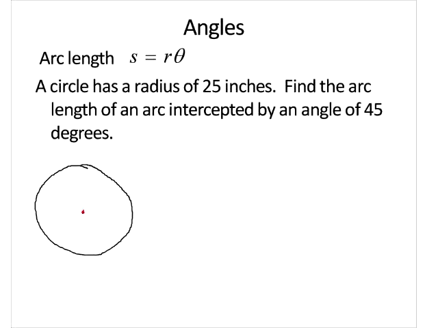Here's a circle. Here's the center. Let's think of an angle here of, say, 45 degrees. What I'm looking for is the length along the edge of the circle. That's the arc length. And we're told that the arc length is equal to the radius times theta. So that's the setup. Let's see if we can work this problem.